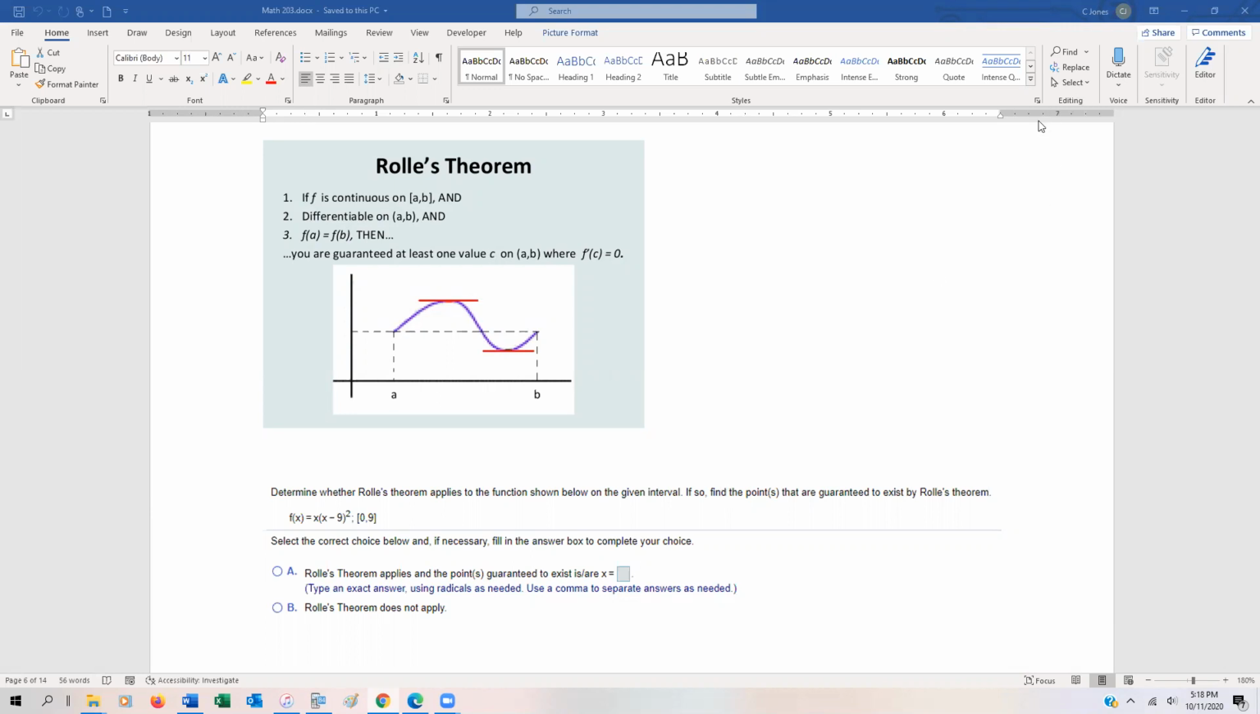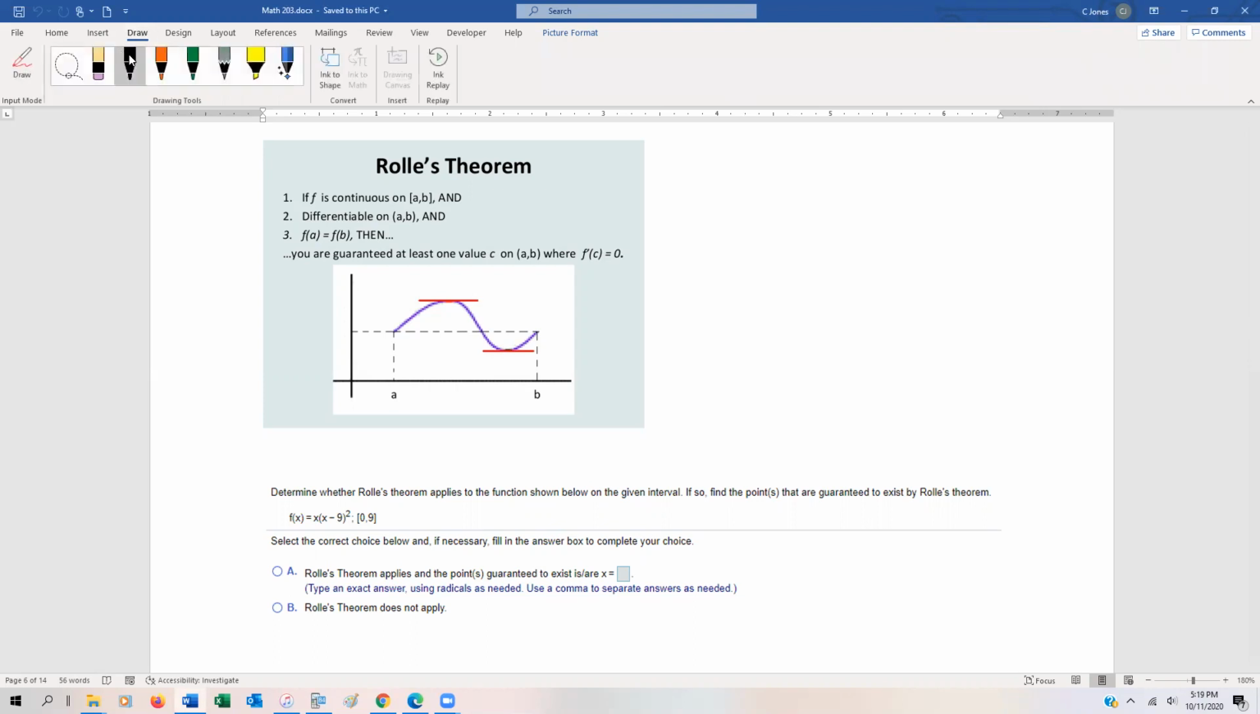Rolle's theorem says that if a function f is continuous on a closed interval [a, b] and differentiable on an open interval (a, b), also if f(a) is equal to f(b), then we are guaranteed at least one value c in (a, b) such that f'(c) is equal to 0. Right, and that might be absolute nonsense to you. So let's understand what all that really means before we go through and take a look at some examples of how to apply Rolle's theorem.